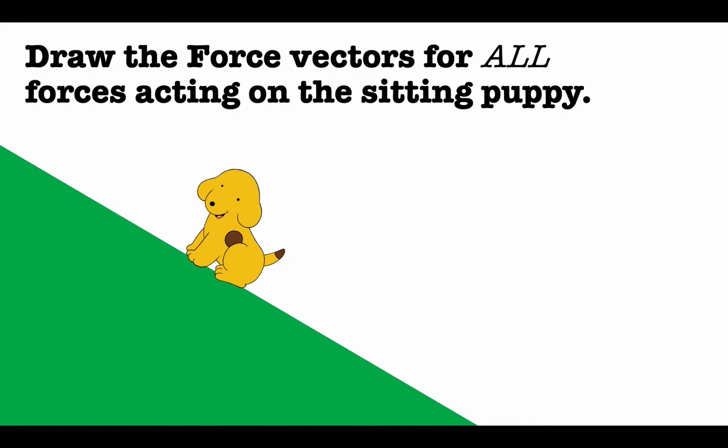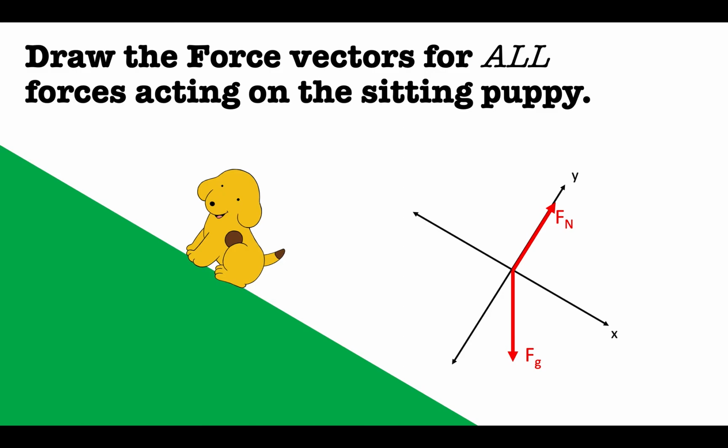Okay, let's do another example here. We have a puppy sitting on the same hill. We've got our same axes, but since the surface is tilted, we're going to tilt the axes. The puppy certainly has gravity. There's a surface, so there's going to be a normal force. And this is still unbalanced to the right.